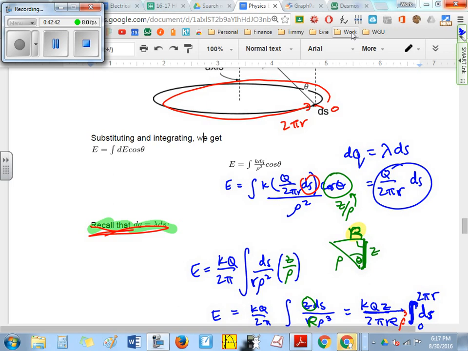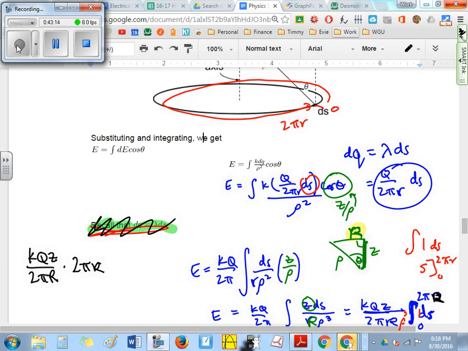So the antiderivative is going to be super easy. The integrand is literally 1. So what is the integral of 1 ds? Just s. Then you plug in the 2 pi R and the 0, and you subtract, and you just get 2 pi R. So over on the left I'm going to write my answer: kqz over 2 pi R times 2 pi R. Again, I forgot to use the capital R on my upper limit of integration, sorry. And then there's that rho cubed on the bottom. So the 2 pi R's cancel, and we get kqz over rho cubed.